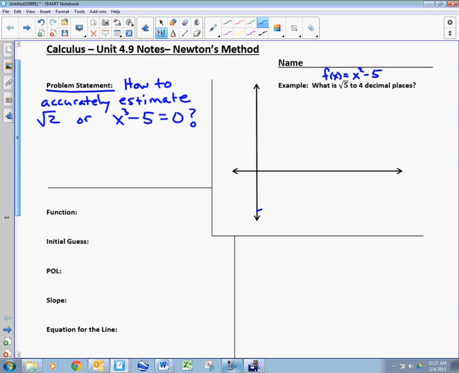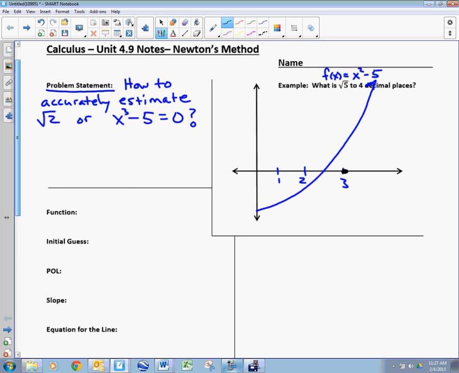So, look at this graph. It's a parabola, shifted down 5 units. So, this is x squared minus 5. What he would do is he would make a guess. Now I'm going to make a guess that I know is not really all that close, but a guess nonetheless. And what he would do is he'd say, I'm going to guess 3. I know it's not close, but I'm going to guess 3. I know I'm going to be off by a ways.